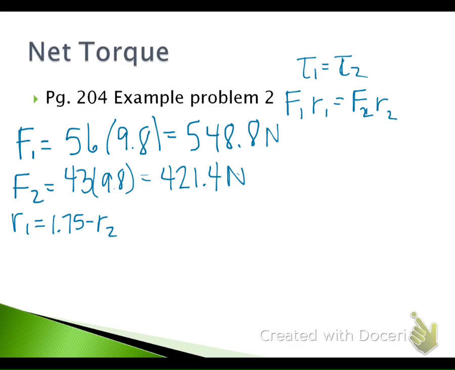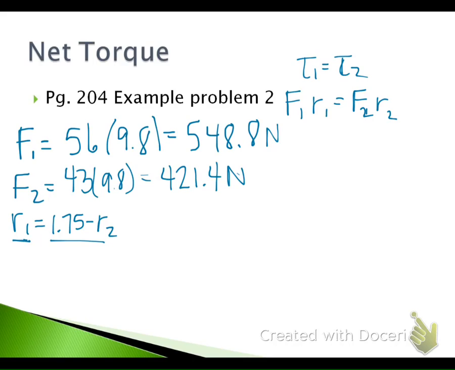R sub 1, or R sub k in your book, is sitting a certain distance from the pivot point, which means R sub 2 has to be the rest of that distance. We know the entire seesaw is 1.75 meters long. So if her radius, let's say, is 1 meter, that means this radius has to be 0.75 meters. Does that part make sense? All right, so let's start solving for these. We can do just a simple substitution. We know R sub 1 is going to equal this value, so we can substitute that. You guys remember how to do substitution in algebra?